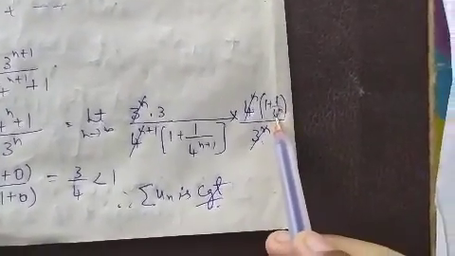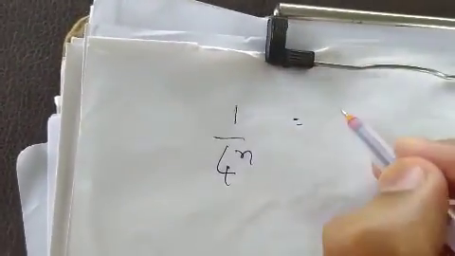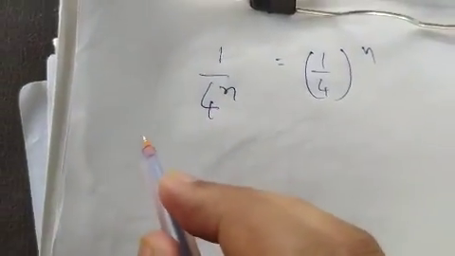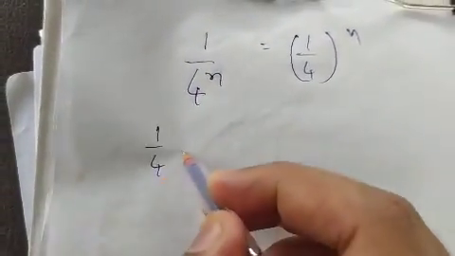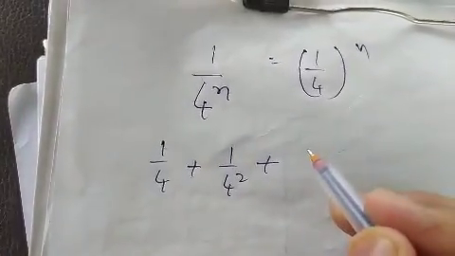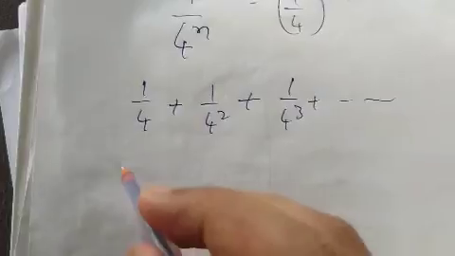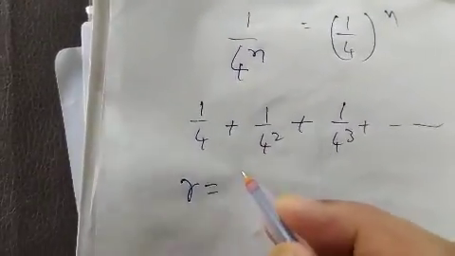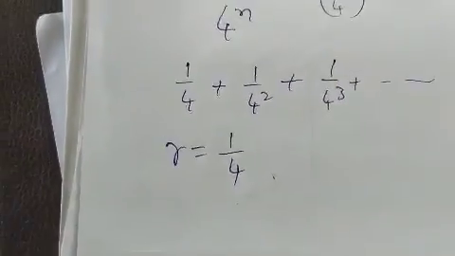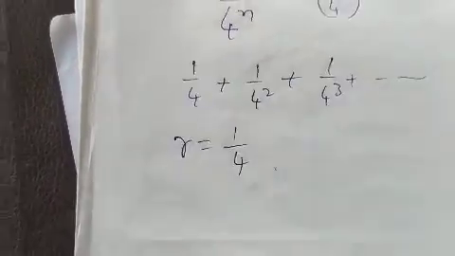When you observe this, it is of the form 1 by 4 power n. Again this can be written as 1 by 4 whole power n. So again it is nothing but a geometric series, because when you substitute n equals 1, it is 1 by 4. When you substitute n equals 2, it is 1 by 4 square. When you substitute n equals 3, it is 1 by 4 cube. It will go on. Again it is a geometric series. And what is the common ratio? Common ratio is 1 by 4. As you already studied, if your common ratio is less than 1, then the series is said to be convergent.